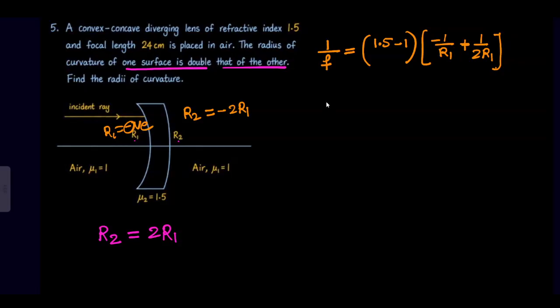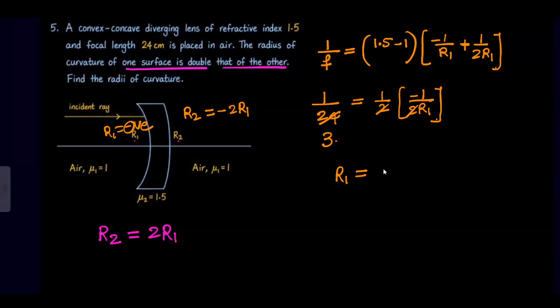Simplify. Tell me how much the focal length value is. 1 by 24 is equal to 1 by 2, and here this is equal to minus 2, 1, so that is minus 1 by 2 R1. So 4 3s, isn't it? So how much is the R1 value now?